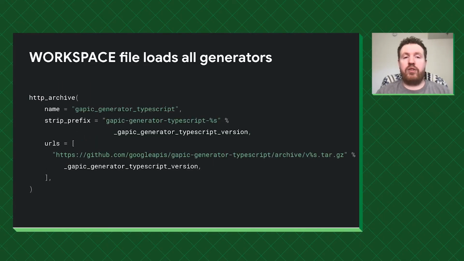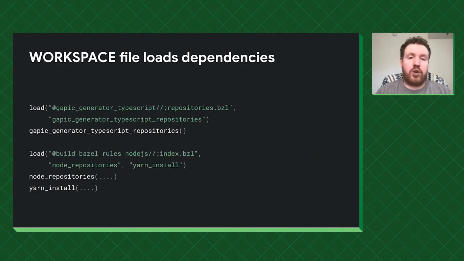Now, since all generators live in the GitHub repositories, they need to be loaded from the main workspace file as dependencies. This is an example of loading the TypeScript generator from the workspace file. We have the same HTTP archive rule for all the generators. So after we loaded each generator, we need to use the macro to load the dependencies of each generator. That way, all the individual dependencies are managed within the generator repositories, and in the main workspace file, we just load the generators using their specific versions. We also need to execute some extra actions like installing dependencies, like the yarn install rule here.